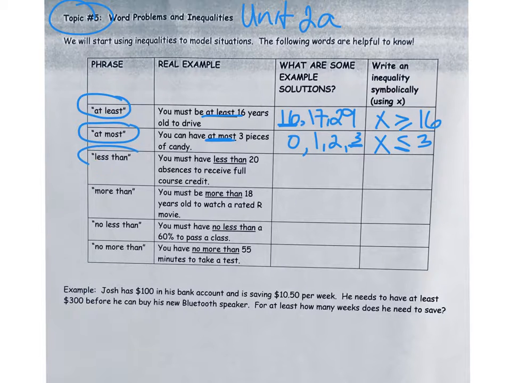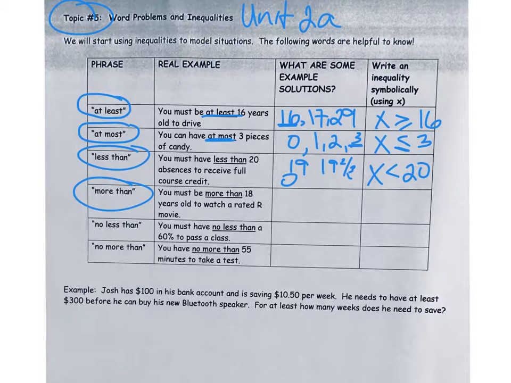Our next phrase is less than, and that one tends to be easier for people to think about. You must have less than 20 absences to receive full credit. So if you have 19, you have less than 20. Some people have even had 19 and 2/3, still less than 20. You could have 0, still less than 20. But that number must be smaller than 20. As soon as you hit 20, it's no longer a solution. So this does not have an equal sign under it. It's just up to 20, but not including it.